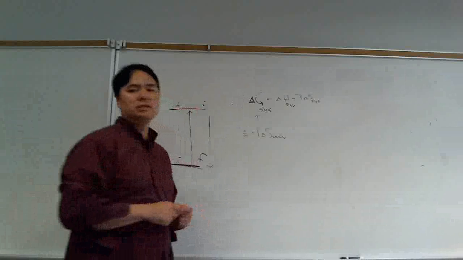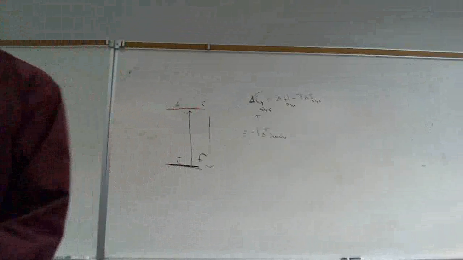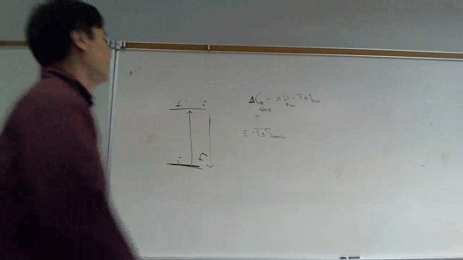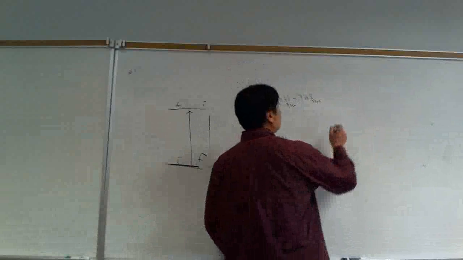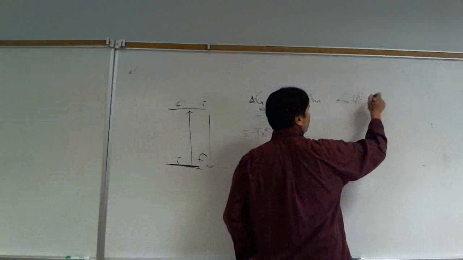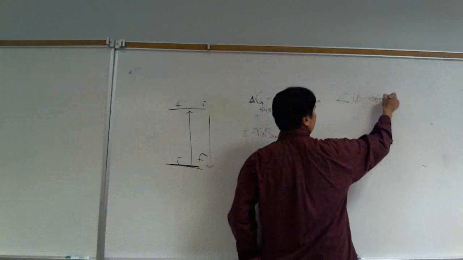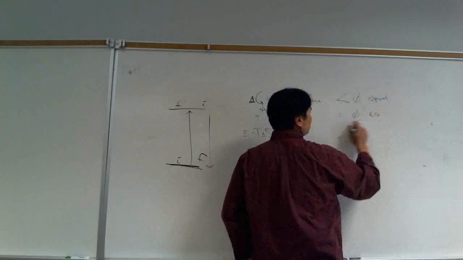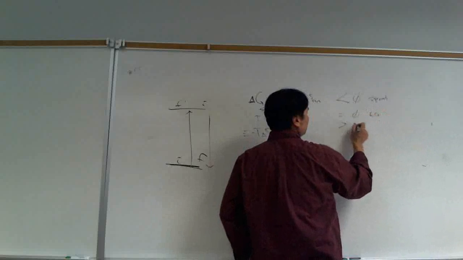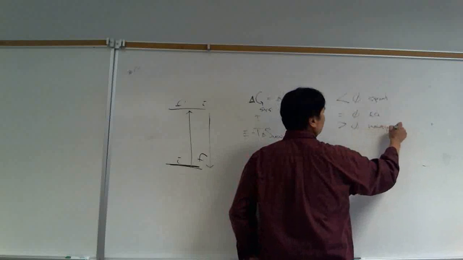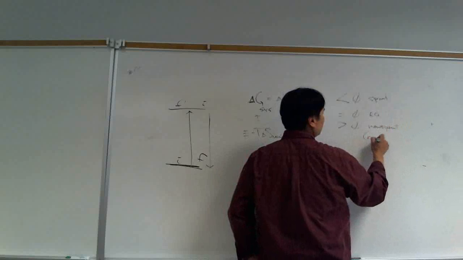And so delta G is a new state function. It's called the Gibbs free energy. And if delta S of the universe is increasing, then delta G is decreasing. So if delta G is less than 0, then it's spontaneous. If it's equal to 0, then we say it's at equilibrium. There's no change. If it's greater than 0, then it's non-spontaneous. But in the reverse direction, it would be spontaneous.